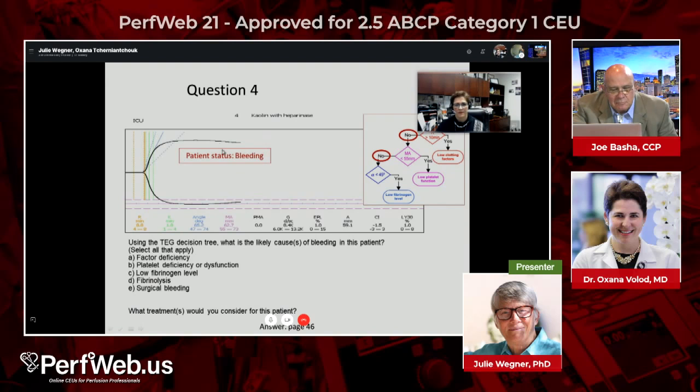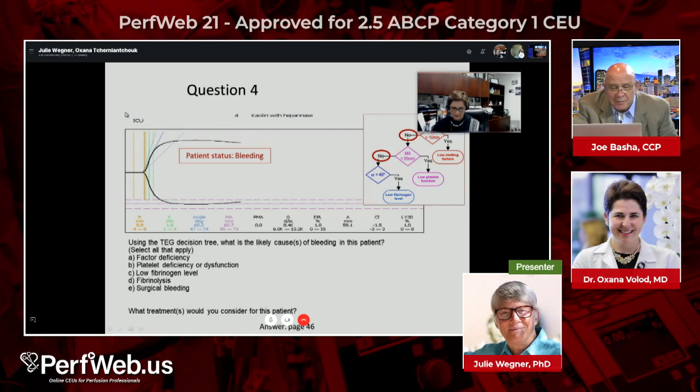Let's go to the next one. Again, a patient is bleeding, kaolin with heparinase, so it's not a heparin issue. They're in the ICU using the TEG. What are the likely causes of bleeding in this patient? I'm going to say E. That looks like a perfectly normal tracing to me. The R value is just a little bit over the normal range, but you're right. I would start looking at surgical bleeding first and then see what happens.